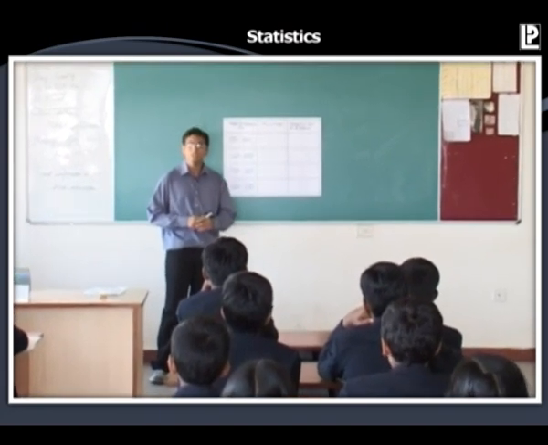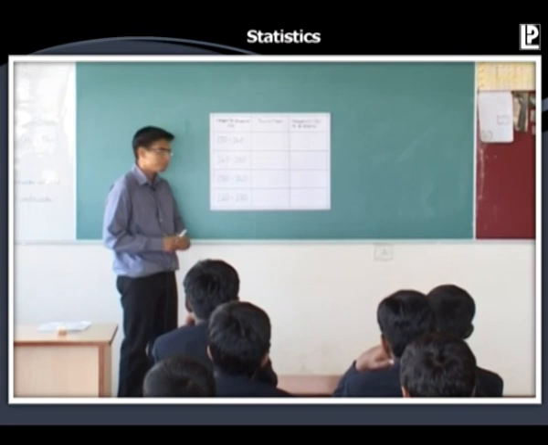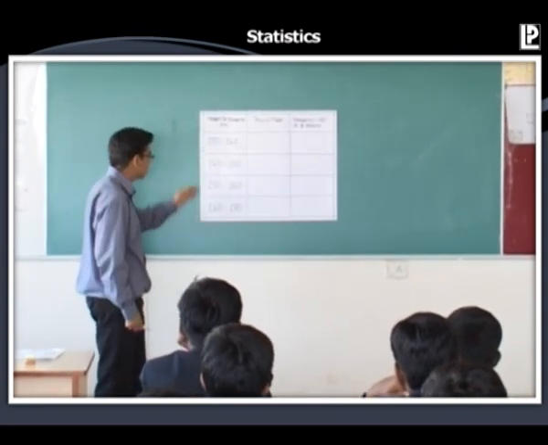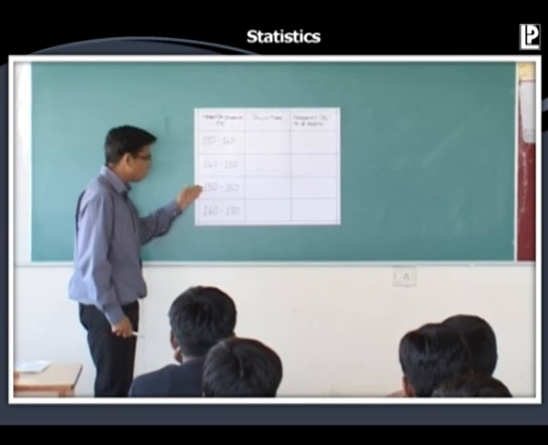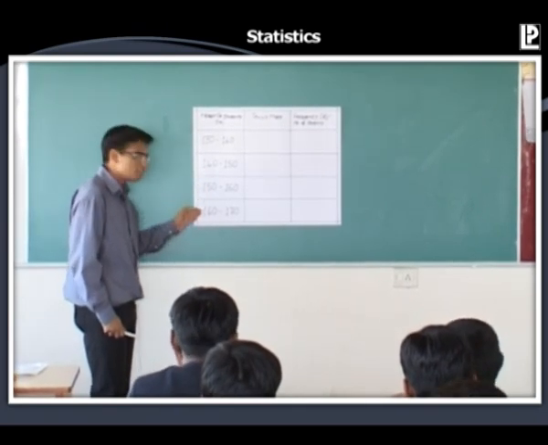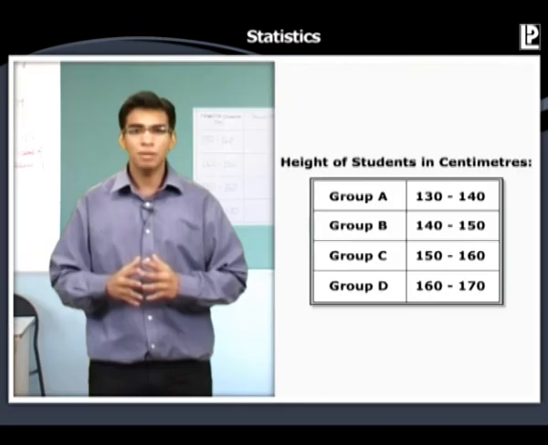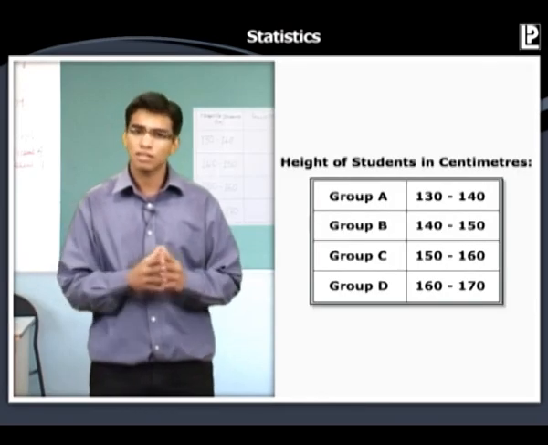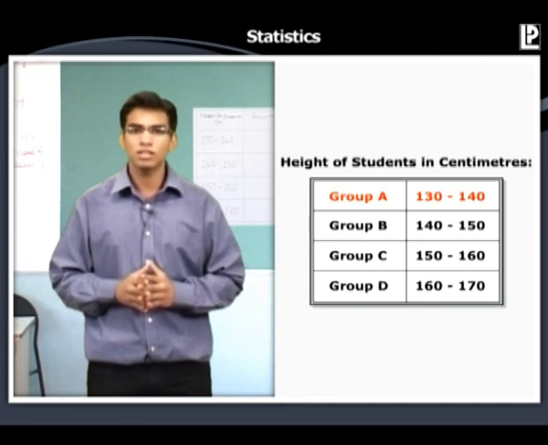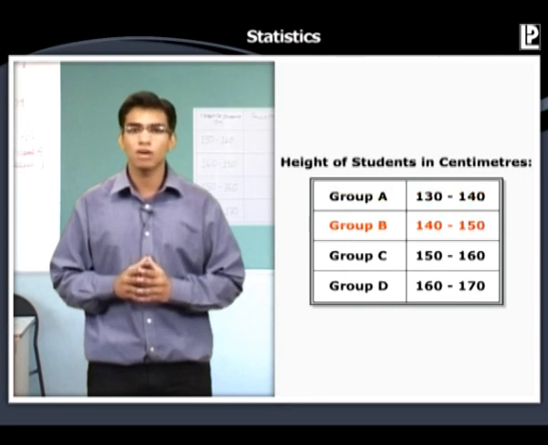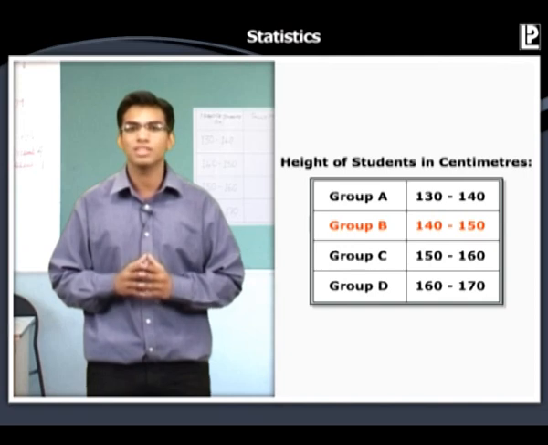We've also prepared class intervals of 10 centimeters like this: 130 to 140 centimeters, 140 to 150 centimeters, 150 to 160 centimeters, and 160 to 170 centimeters. Remember that these class intervals may vary from class to class. A class interval of 130 to 140 includes all students with heights from 130 centimeters to 140 centimeters, but does not include 140 centimeters. Similarly, a class interval of 140 to 150 includes all students with heights from 140 centimeters to 150 centimeters, but does not include 150 centimeters.